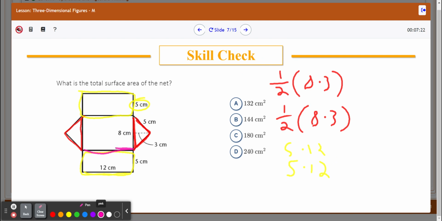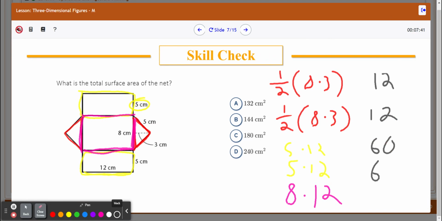Now let's get the big one in the middle. I know that one side is 12, and the base is telling me that it's 8. So I've got 8 times 12. Again, if I take these all together, remember, this was 12, this is 12, 60, 60, and 96. And then all I have to do is add all those shapes together. And what do I get?